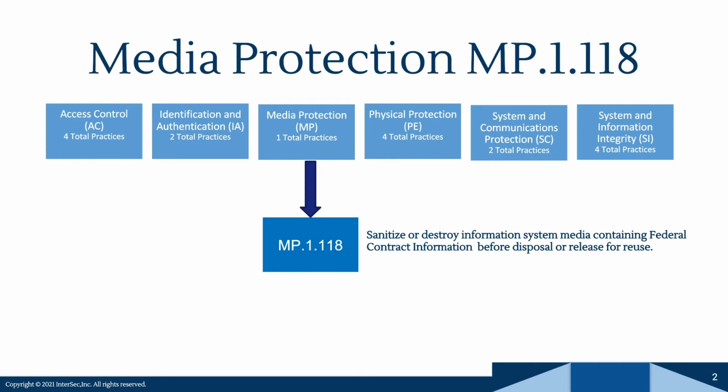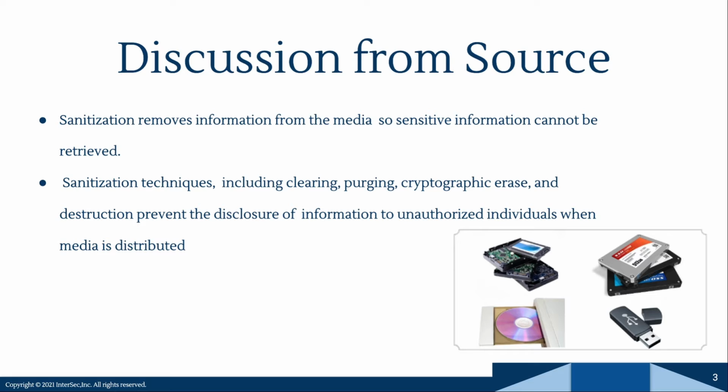Let us begin by discussing media protection from the source point of view, using NIST 800-171 as source material. Sanitization removes information from the media so sensitive information cannot be retrieved. Sanitization techniques include, but aren't limited to, clearing, purging, cryptographic erase, and destruction to prevent the disclosure of information to unauthorized individuals when media is distributed. Keep in mind, this requirement applies to all system media, digital and non-digital, subject to disposal or reuse.